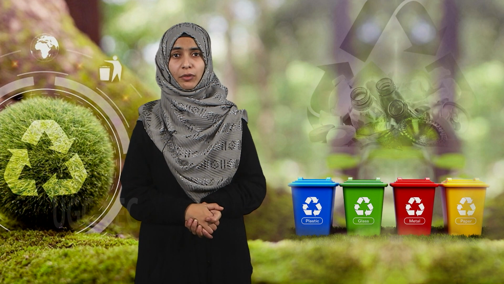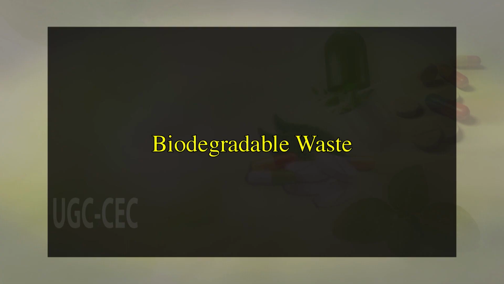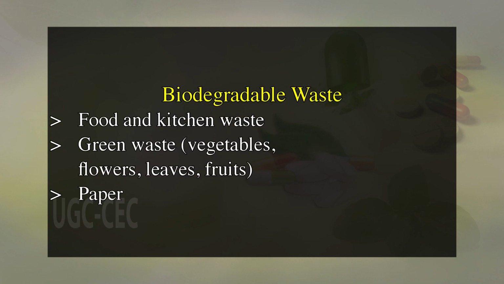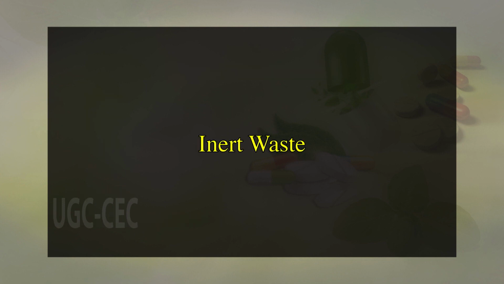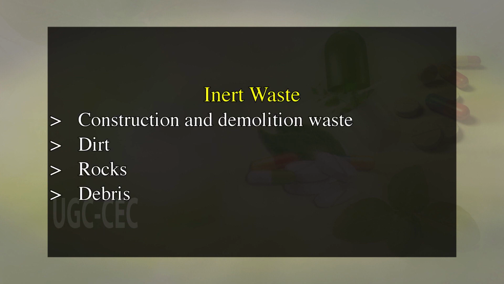Municipal solid wastes can be broadly categorized into the following categories. First one is the biodegradable wastes, which include food and kitchen wastes, green waste, vegetable, flowers, leaves, fruits, paper, etc. Second one is the recyclable material, which includes paper, glass bottles, cans, metals, certain plastics, etc. Third one is the inert waste that include construction and demolition waste, dirt, rocks, debris, etc.